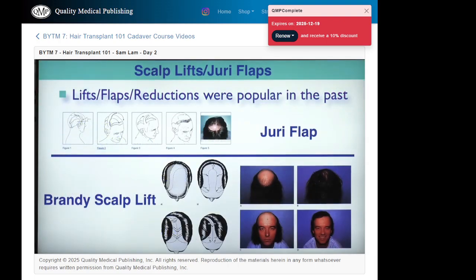Juri flap, I used to do this actually during my fellowship later on in 2001, 2002, but we were at the tail end of that being popular. This was really popular in the 80s and 90s. Toby Mayer, I think, still does this in LA, but essentially a Juri flap is a twice-delayed TPO flap, temporal parietal occipital. They elevate it, delay it, and then bring it up to the front, and it can look like a weird strip. You can see that example there.